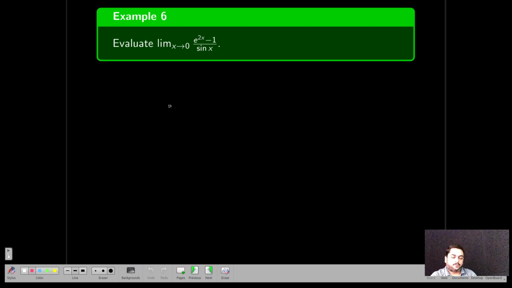Next, limit x approaches 0, e power 2x minus 1 by sin x. So it is again in 0 by 0 form. So apply L'Hopital's rule. 2 e power 2x divided by cos x. Put 0 now. So 2 into 1 divided by 1, that is 2.